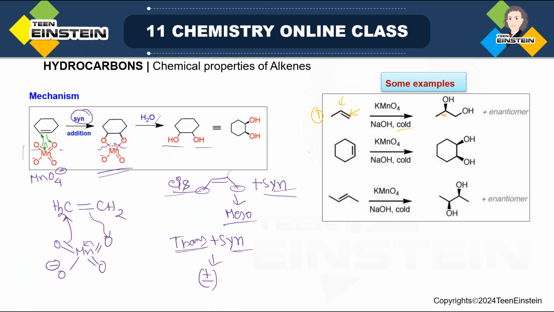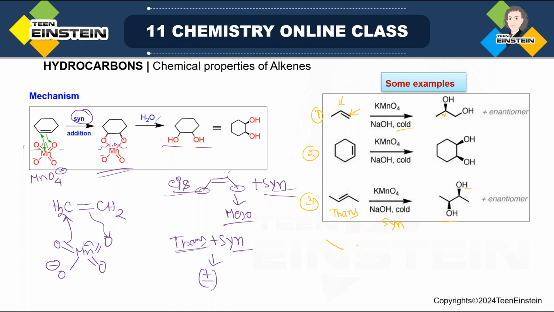Now the second example is cyclohexene. Now this we have already seen, and now look at this one. This is trans. So when you have taken trans and there is a syn mechanism, you will get this. Obviously these two are added from the same side, but you will also get the enantiomer, right? So that I have just mentioned.